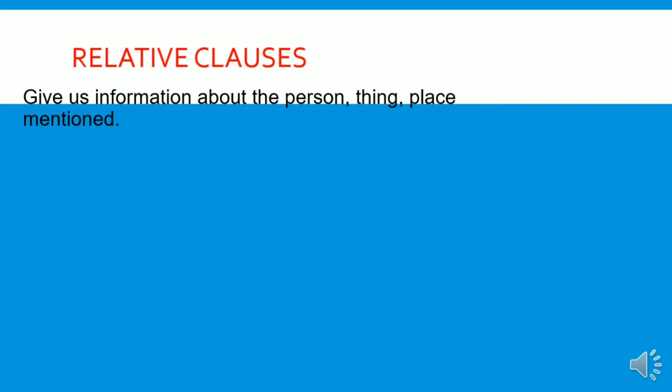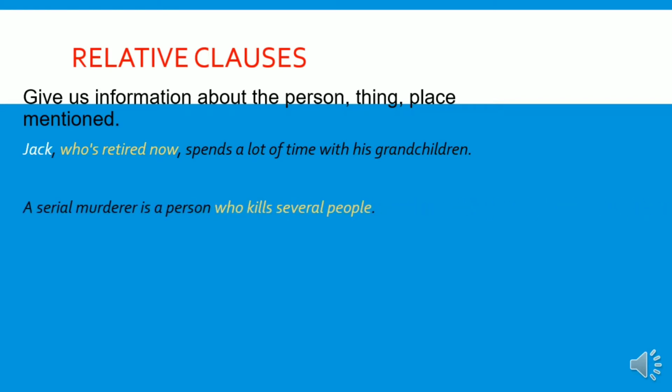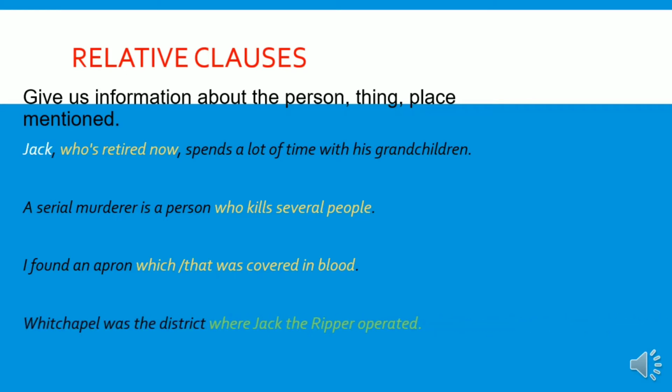Oke, contohnya Jack, who is retired now, spends a lot of time with his grandchildren. Okay. A serial murderer is a person who kills several people. Next, I found an apron that was covered in blood. The last is, which chapel was the district where Jack the Ripper operated? Okay. Kita akan bahas satu persatu.